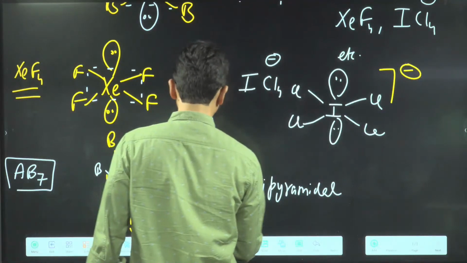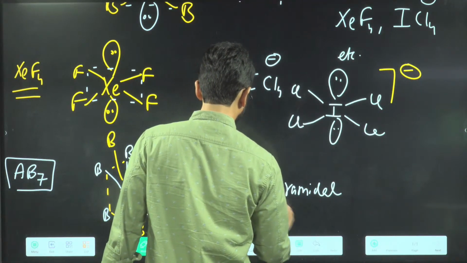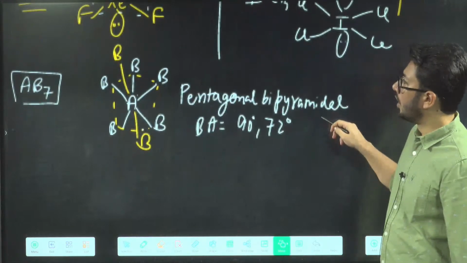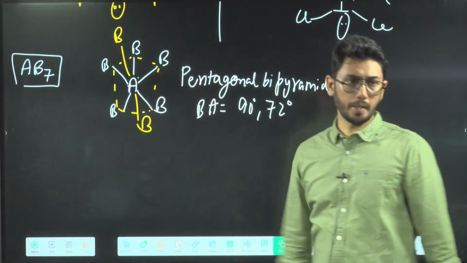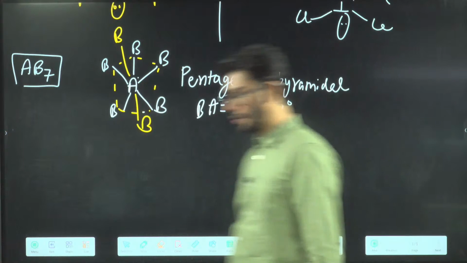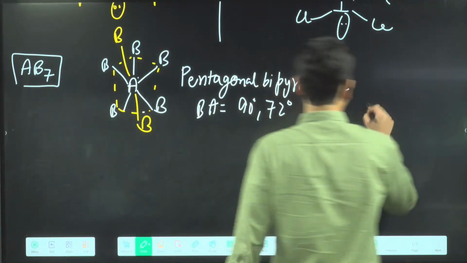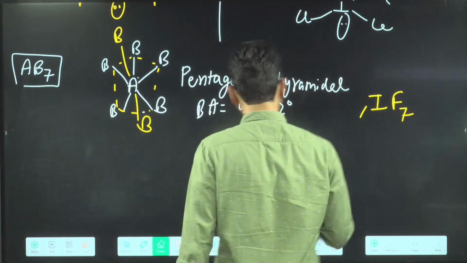How many bond angles were there? Bond angles 90 and 72 degrees, which are in the same plane. Five bonds, they are 72, and adjacent angles, one above the plane, the other below the plane. Yes, hybridization sp3d3, very good. Example will be IF7.